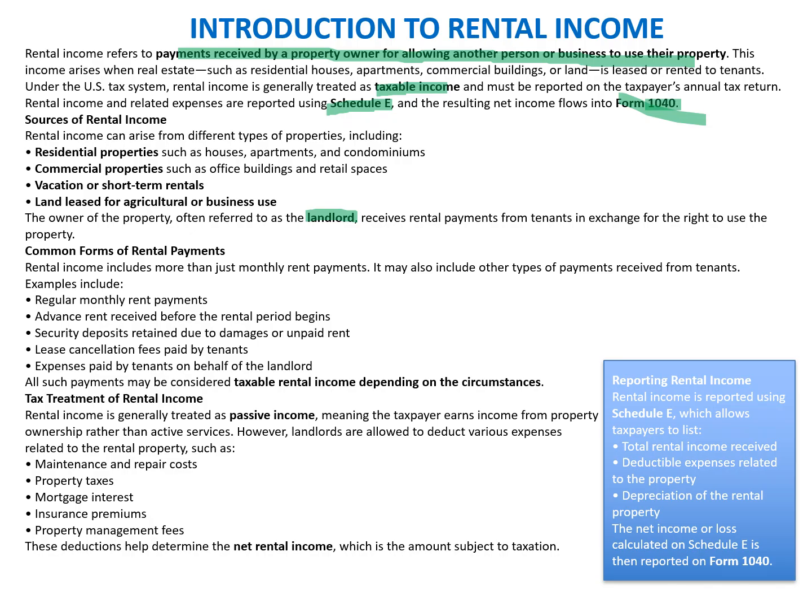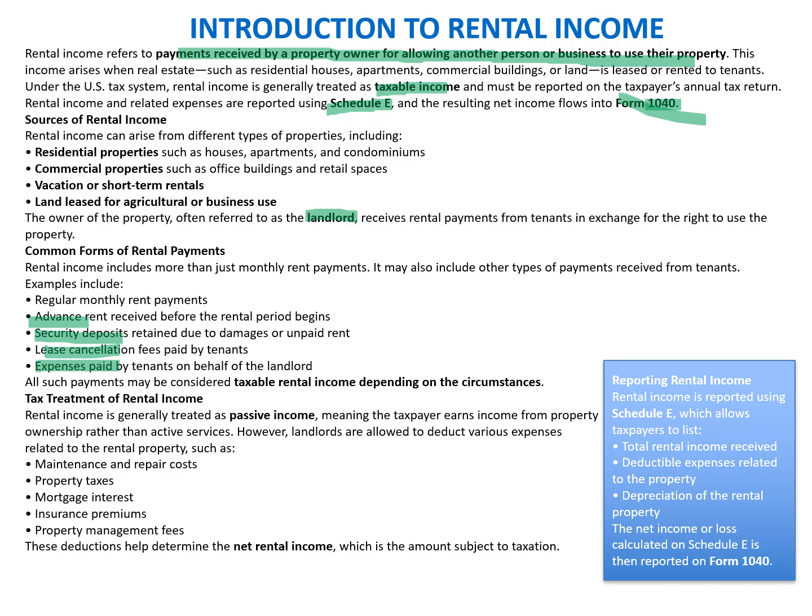Common forms of rental payments are regular monthly payments, advance rent, a security deposit, lease cancellation payments, and expenses paid by the tenant on behalf of the landlord. And we are going to touch base upon all these attributes of rental income in the upcoming slides, and we'll have a detailed discussion on how these are treated while computing the final net rental income.